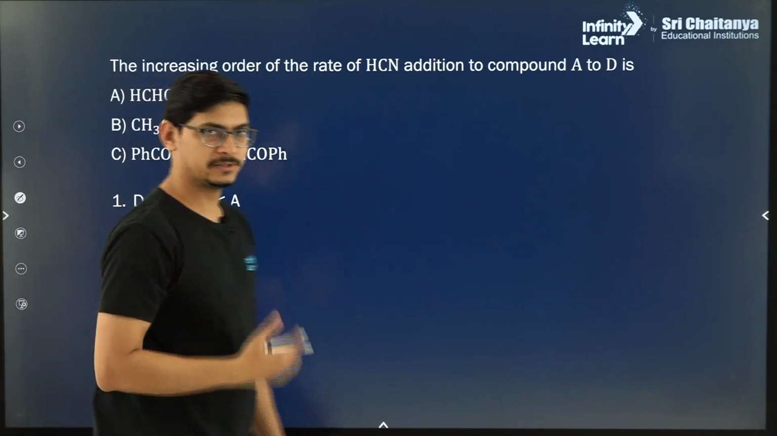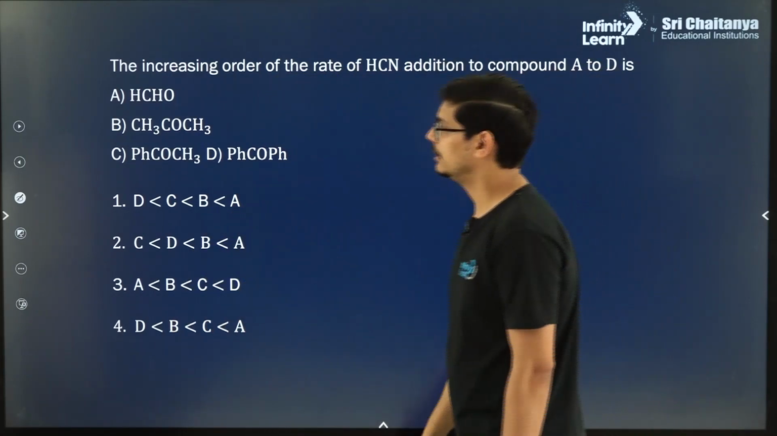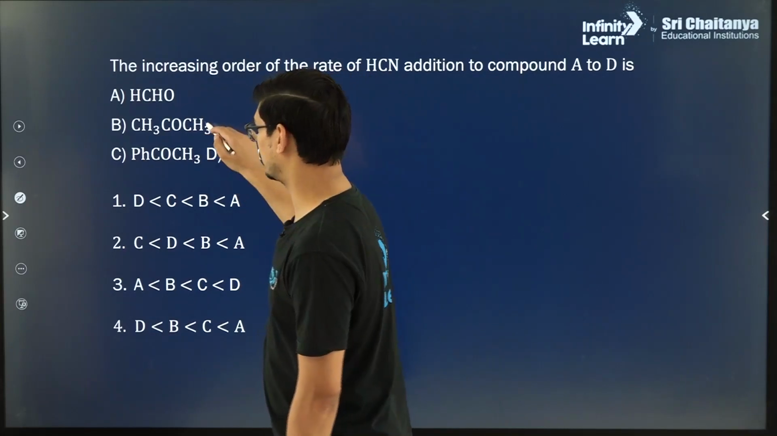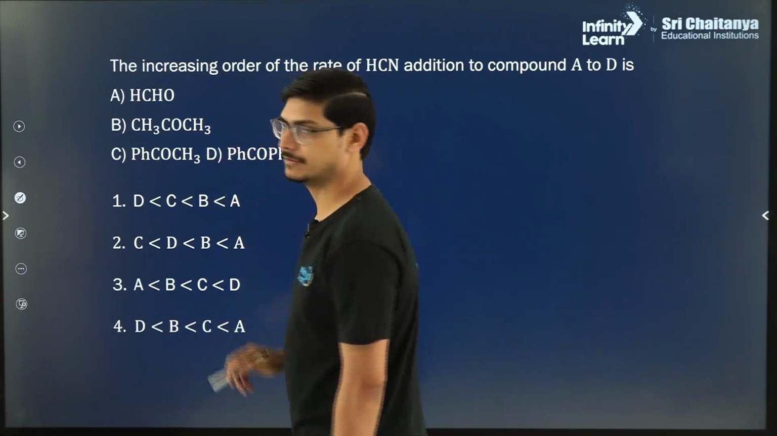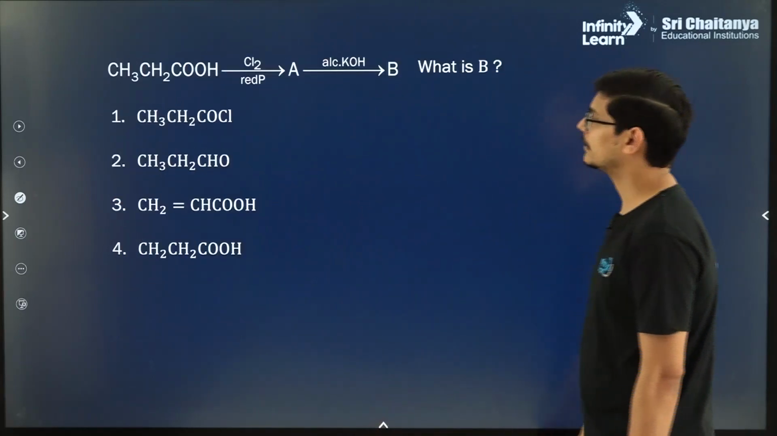Aldehydes are more reactive than ketones and the reactivity is inversely proportional to steric hindrance, right? So HCHO is the most reactive, followed by acetone, then acetophenone and then benzophenone. So the correct order will be A, B, C, D, right?